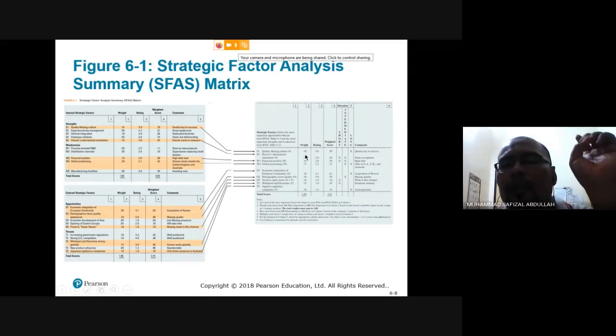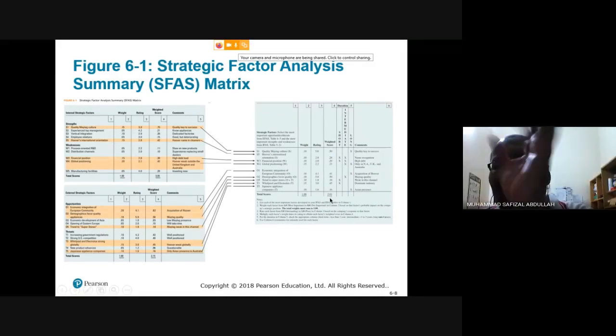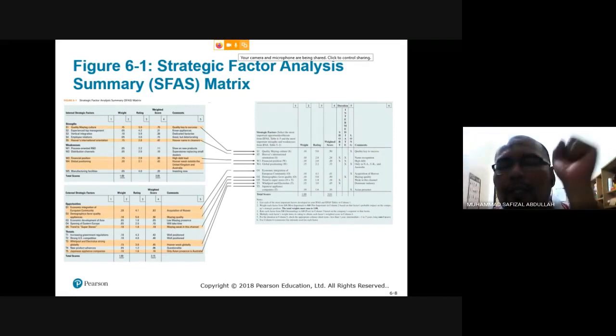All right, and then you calculate the new weighted score, and then you calculate the new total score. So the new total score is 3.01. It means that overall, these companies' strategic position is just slightly above average, just slightly above 3. The company is in what we call a moderate situation. Not to say that they are so good, not to say they are so poor, but they are on average. They are just a decent market follower.